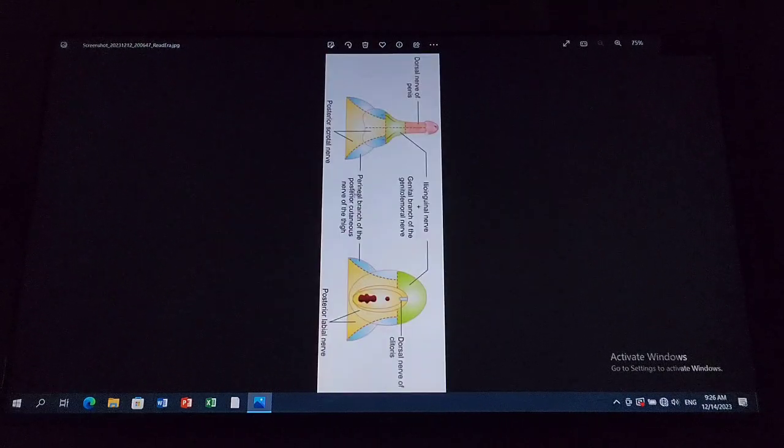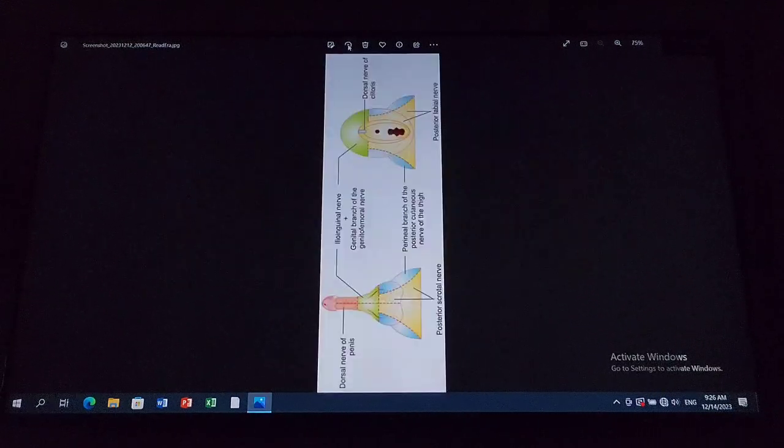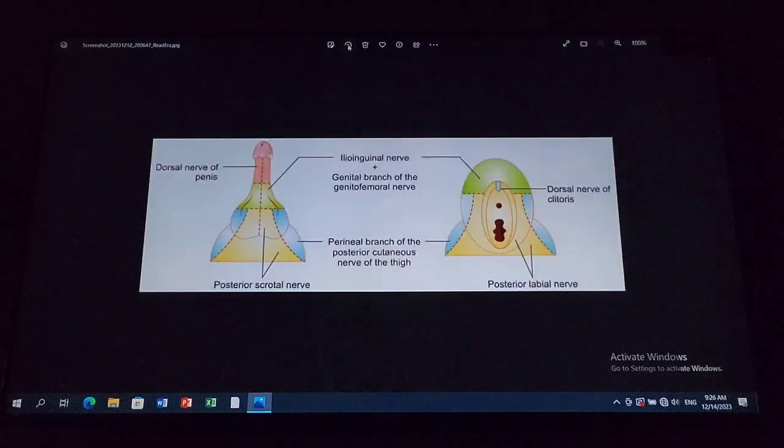Okay. Now, in this photo you see here a very important topic about the sensory innervation of the perineum. Multiple nerves are involved here. The distal shaft of the penis is supplied by the dorsal nerve of the penis, which is the terminal branch of the pudendal nerve. This is very important.